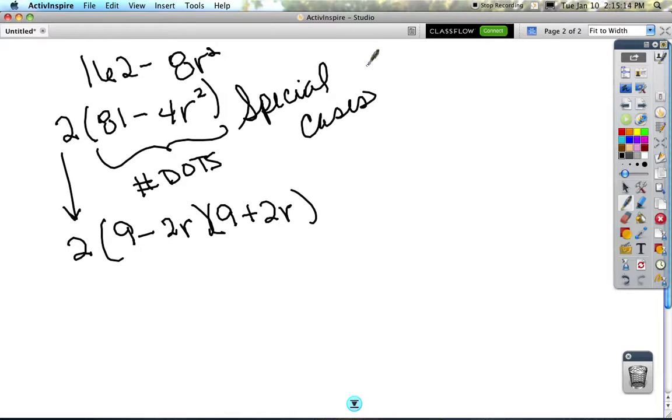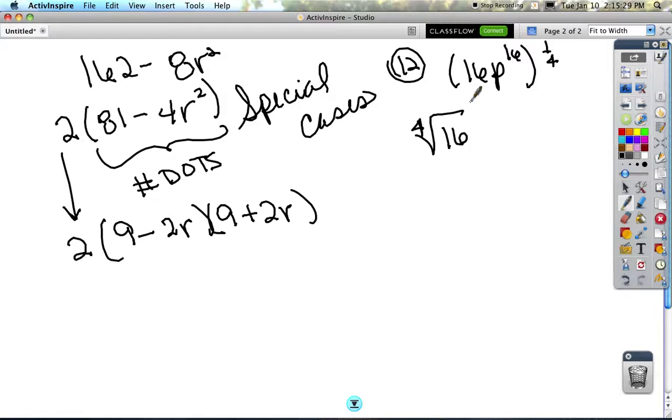Let's look at 12 on the next page. We've got 16 raised to the 1/4. So what root am I taking of 16? The 4th root, and I'm raising it to the first power. What's the 4th root of 16? 2. When you raise a power to a power, what do you do? Multiply. What is 16 times 1/4? 4.